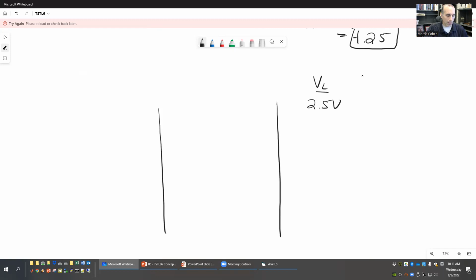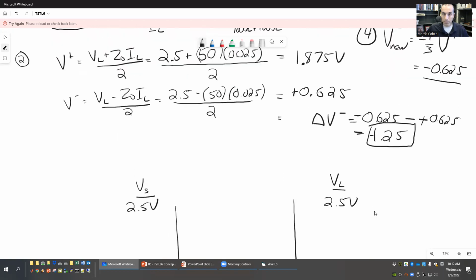And let's also trace the voltage on the source, which also is going to be the same 2.5 volts, because in steady state, we have to have the same voltage everywhere along the transmission line. So we got the same 2.5 volts on both ends at the beginning. All right.